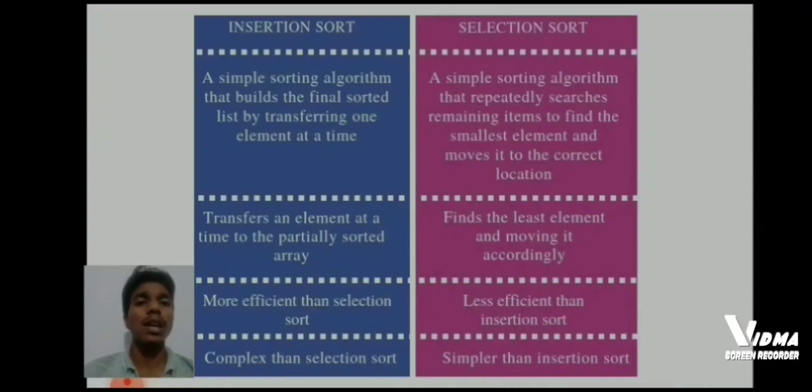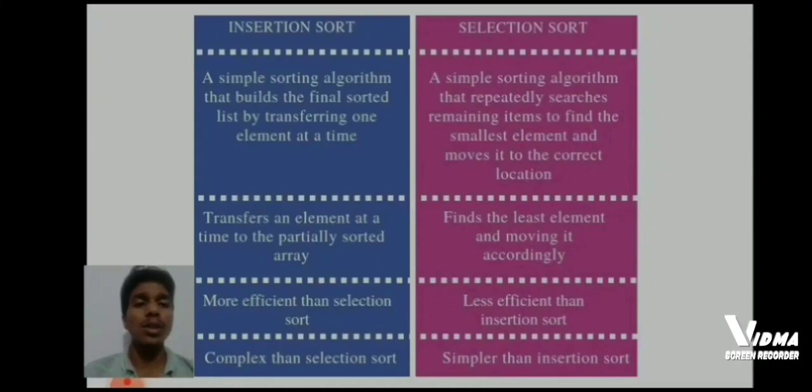Insertion sort is a simple sorting algorithm that builds the final sorted list by transferring one element at a time. Whereas selection sort is a simple algorithm that repeatedly searches the remaining items to find the smallest element and moves it to the correct location. Insertion sort transfers an element at a time to the partially sorted array; in selection sort, we find the least element and move it accordingly.